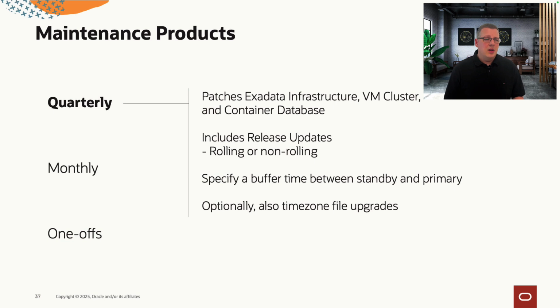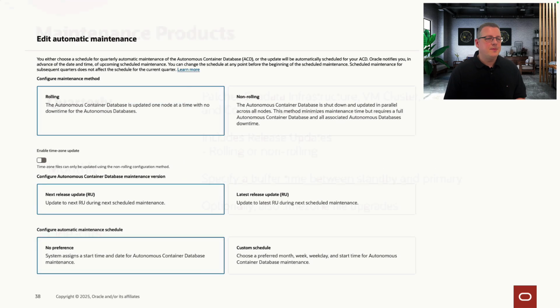For the quarterly patches, we are patching the Exadata infrastructure, the VM clusters, and the container database. It includes the release updates. It can be rolling or non-rolling, and you can specify a buffer time between the standby and the primary. For example, you can specify from 1 to 7 days. And it's optional, you can also upgrade your time zone files.